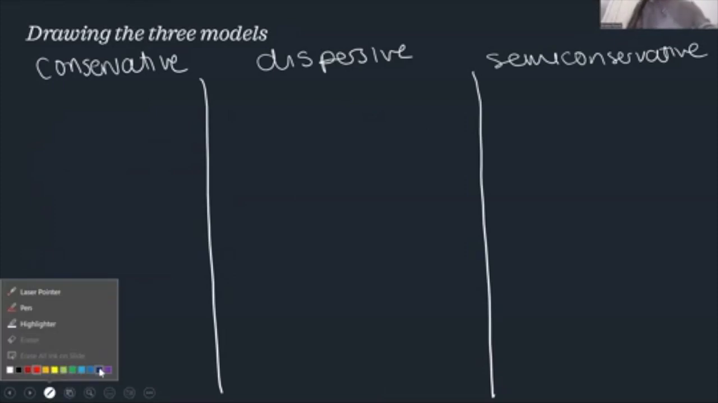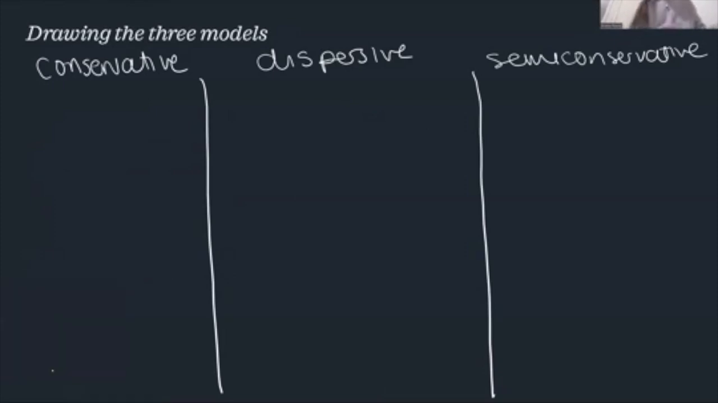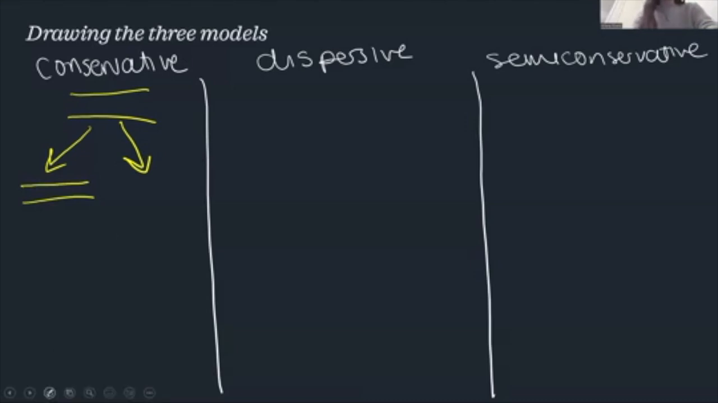Starting with our conservative model, if this is my old DNA right here, in the conservative model, your old DNA always stays together and you have completely new DNA for your other strand of DNA. Whenever DNA replication occurs, we know that the DNA is going to double, so I'm going to draw two arrows to show that it's doubling. In the conservative model, your old stuff stays together, and the other molecule of DNA that forms is completely new.